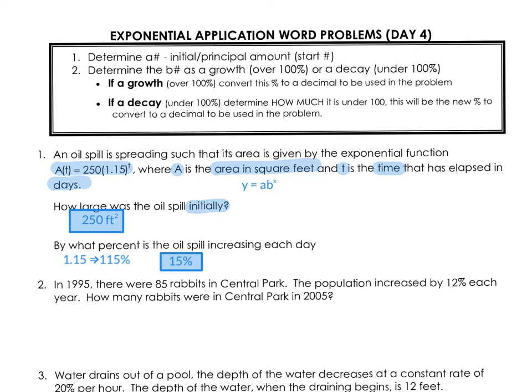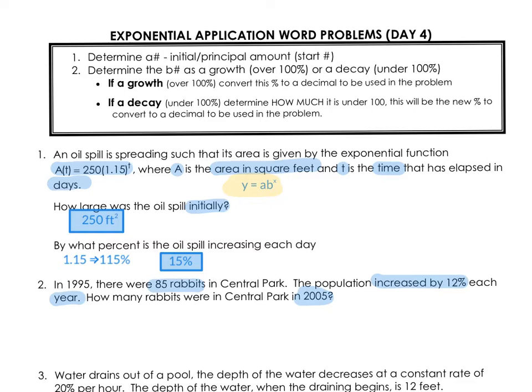In 1995, there were 85 rabbits in Central Park. The population increased by 12% each year. How many rabbits were in Central Park in 2005? Okay, so this time we have a lot of information. We're still going to use this general form of an exponential function that I wrote up above. So remember, that's what we're always going to use whenever we're talking about exponentials.